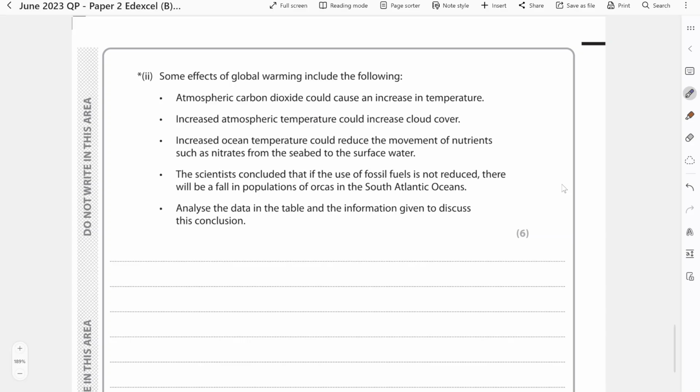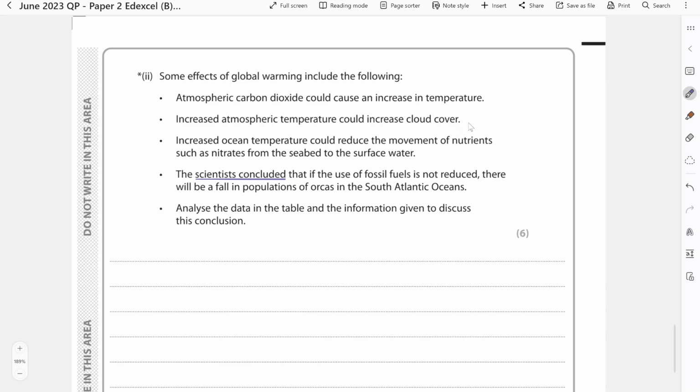Okay. So to get the 6 marks from this question, you have to address at least 6 points from these 3 categories. Number 1 is description. So first, describe the data. What do you see? What are some trends that you see? The second category is explanation. So why is the data like that? And lastly, we want to talk about the validity of the scientist's conclusion, whether or not the use of fossil fuels would reduce the orca population.